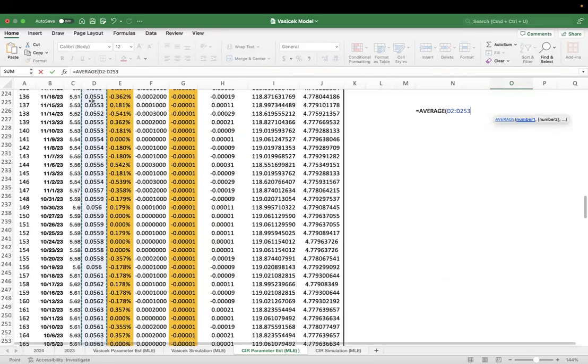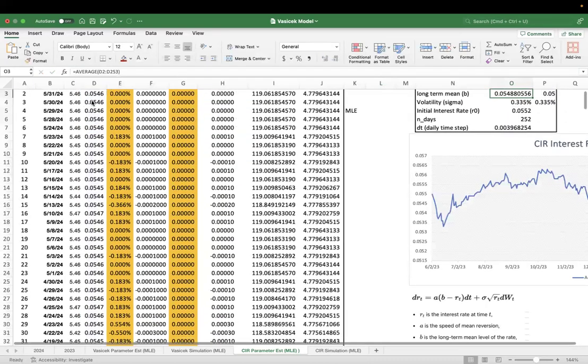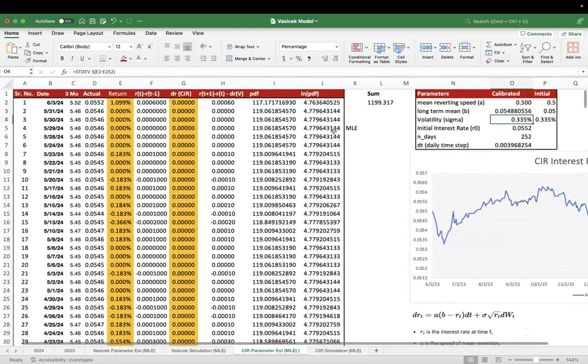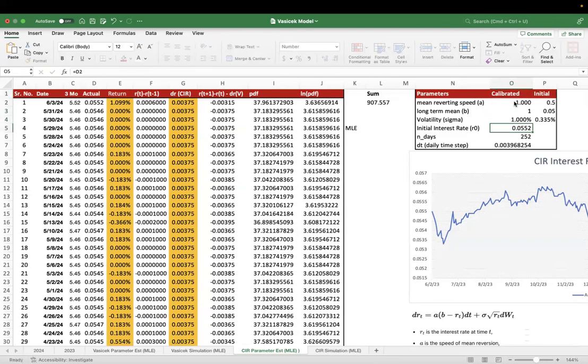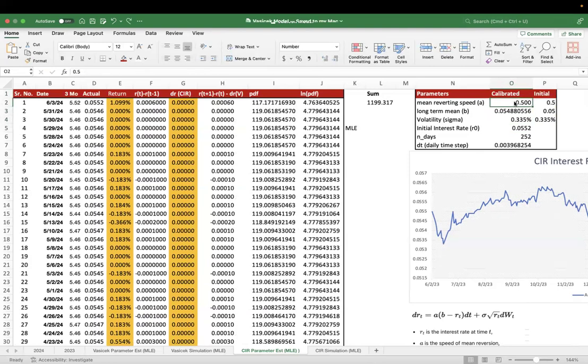Average of, let's say, the actual, and volatility is nothing but the standard deviation. Always remember the initial guesses. The initial guesses you give to your Solver should be close to what you see, because if you just give something like 111, it won't be that good. So always make sure the initial guesses you give are very close to what you actually see.